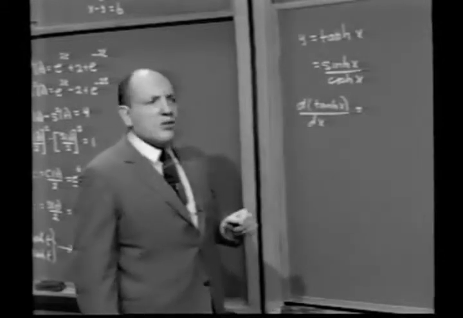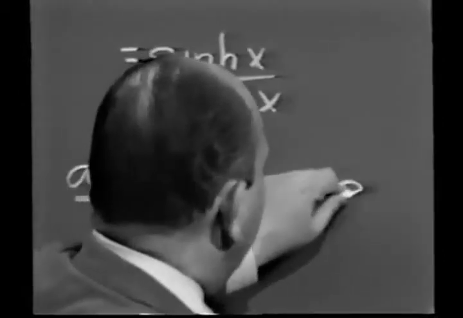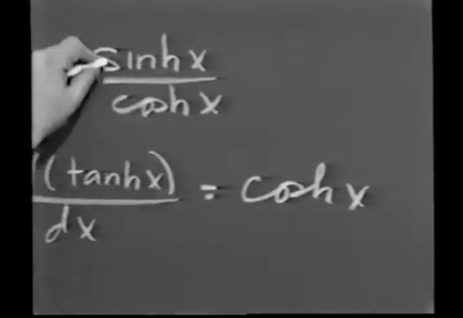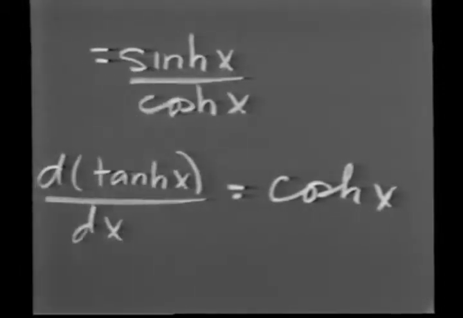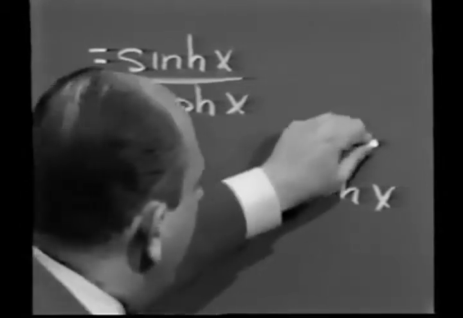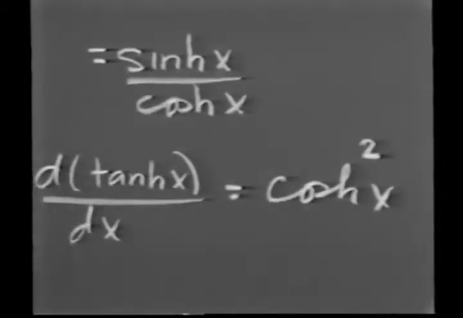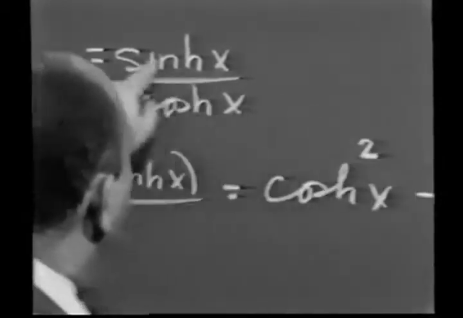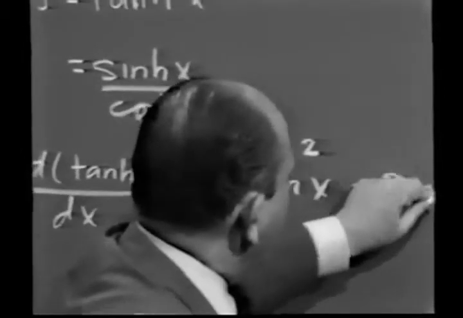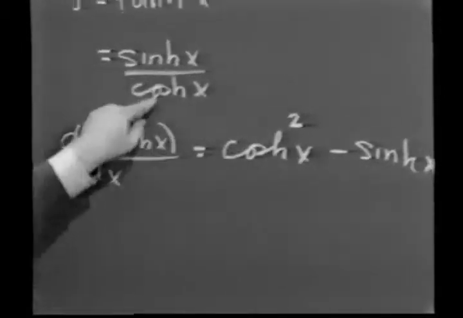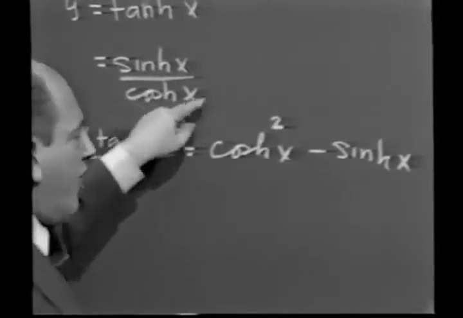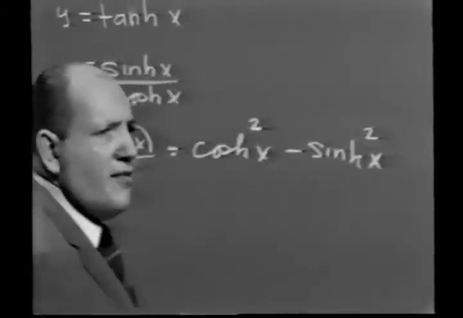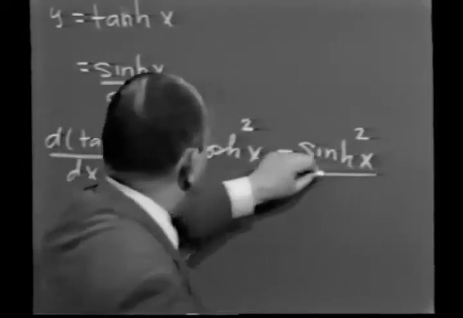How do we differentiate a quotient? It's the denominator times the derivative of the numerator. Well, the numerator is sinh x. The derivative of sinh x is cosh x. That gives me a cosh squared x over here, minus the numerator, which is sinh x, times the derivative of the denominator. Well, the derivative of cosh x is sinh x. That gives me another factor, over the square of the denominator.